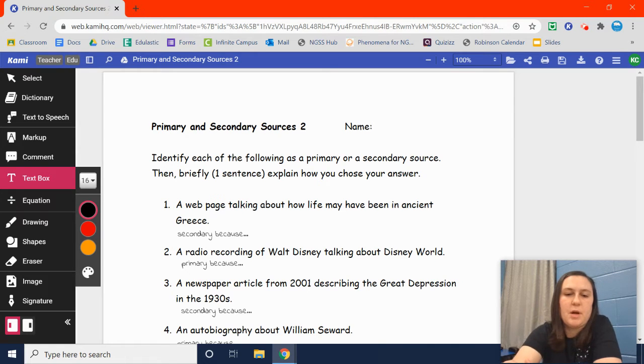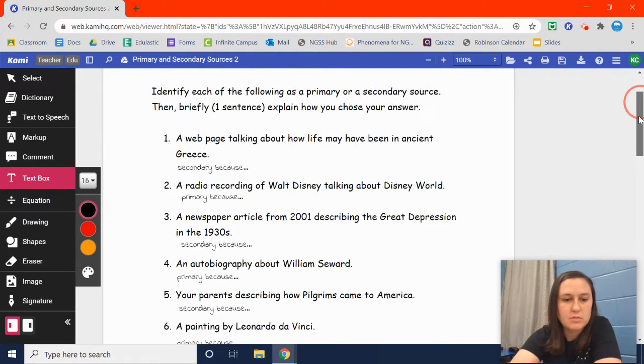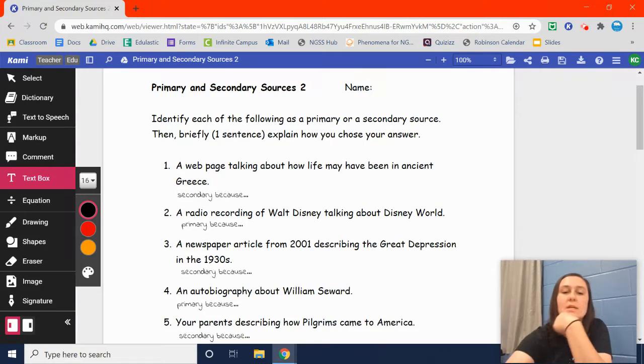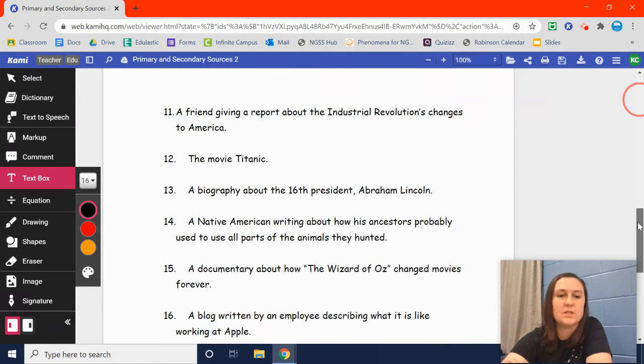All right, let's finish up the primary and secondary sources 2 worksheet. In the last video, we went through 1 through 10, and I wrote down all of the, if it's primary or secondary, for each scenario. And remember, you have to put your explanation. So I spoke about it, you have to put that into words and type that out on your worksheet. So we're going to do the same thing for 11 through 20 to finish this off.